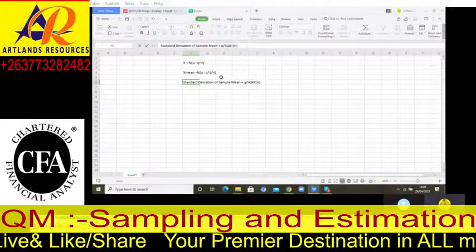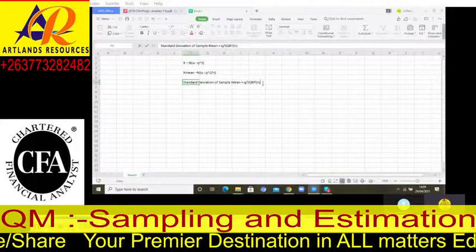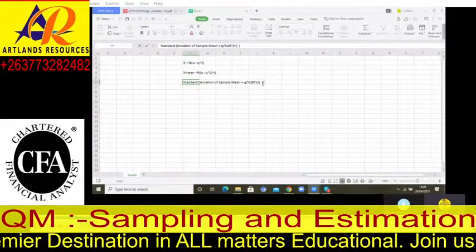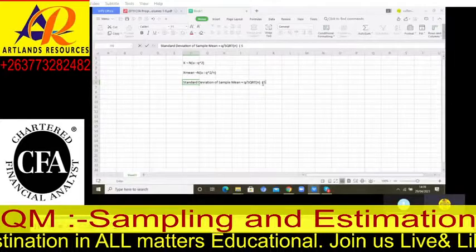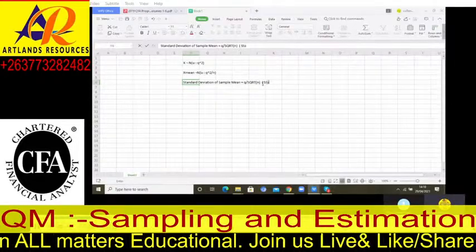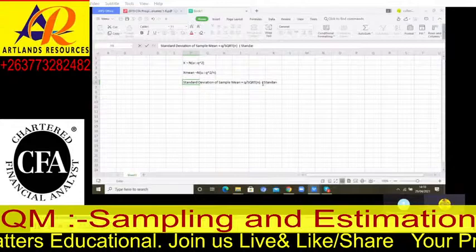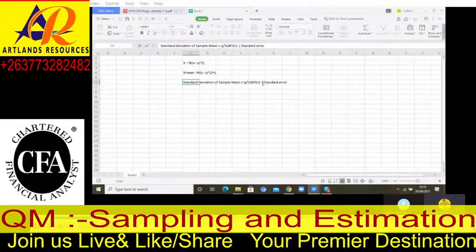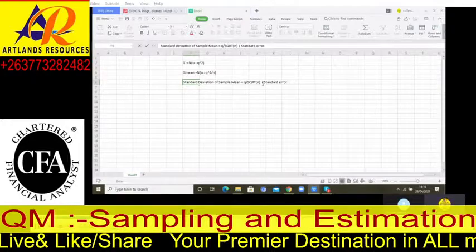This standard deviation of the sample mean has a special name. It is called the standard error in estimation, or the standard error of the sample mean. It is not referred to as a standard deviation, but it's called the standard error of the sample mean.